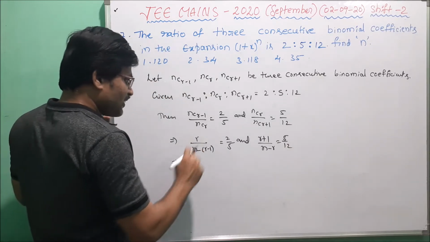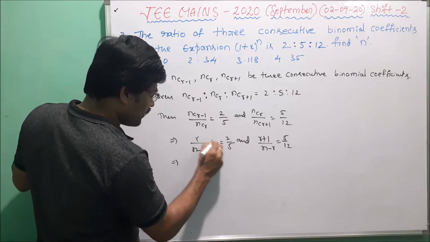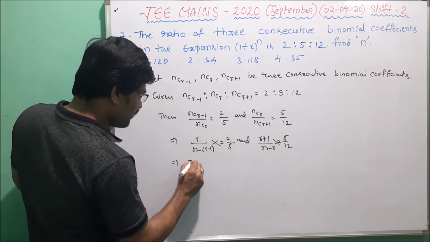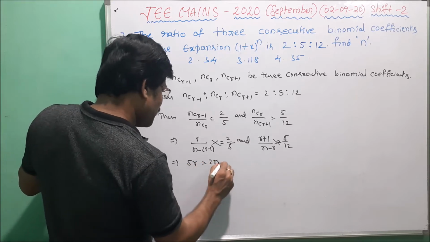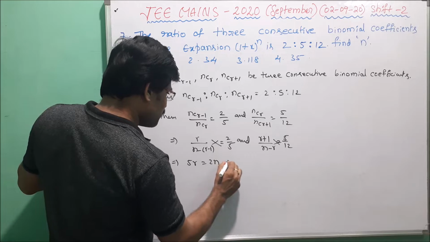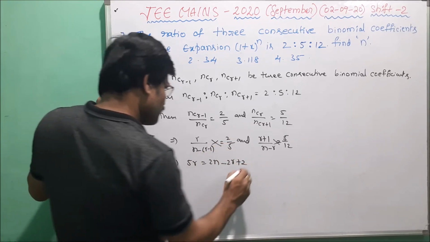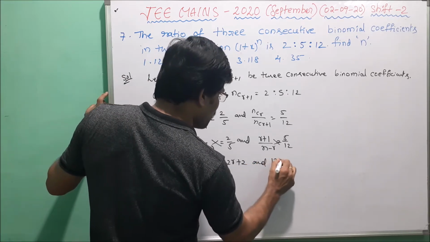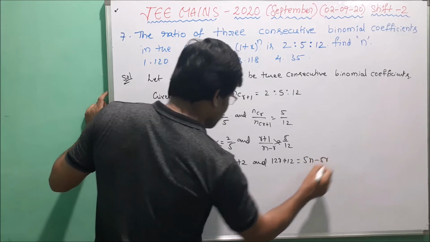Now these can be simplified. Here we take cross multiply, and here also we take cross multiply. This is 5r equals 2n minus 2 into (r minus 1), that is 2n minus 2r plus 2. And in this, 12r plus 12 equals 5n minus 5r.